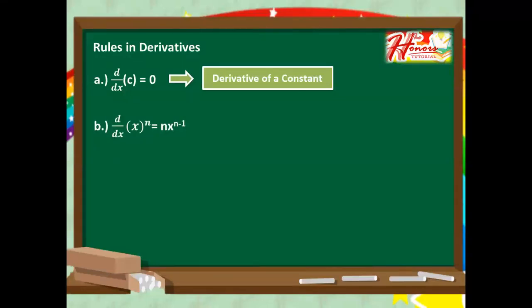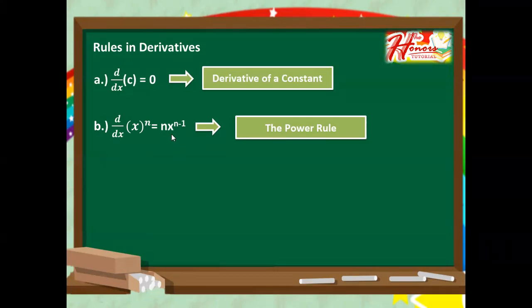Next, d over dx of x raised to n is equal to n x raised to n minus 1. This is for the power rule. For the power rule, your exponent should be multiplied to your numerical coefficient. So that's why we have here n. And then after that, your exponent should be subtracted by 1. So that is what the power rule is.